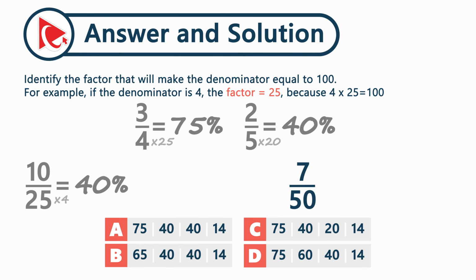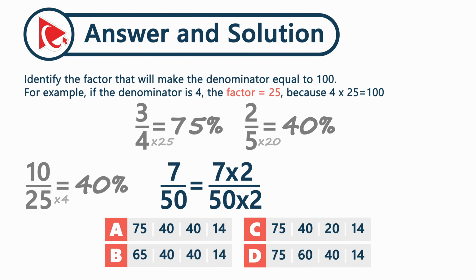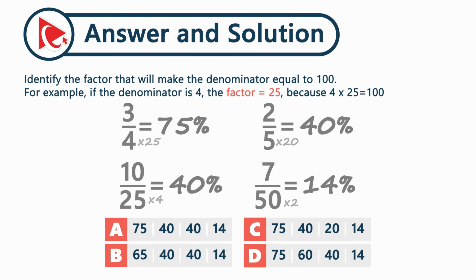What about 7/50ths? I think you've got it. The factor here is 2. 7 multiplied by 2 divided by 50 multiplied by 2 equals 14/100 and equals 14%. With all the answers we've collected, if you look at the answer choices, you can quickly identify that the correct one here is choice A: 75%, 40%, 40%, and 14%.